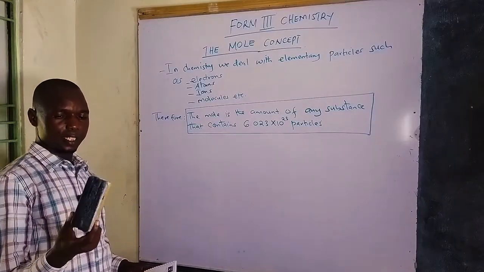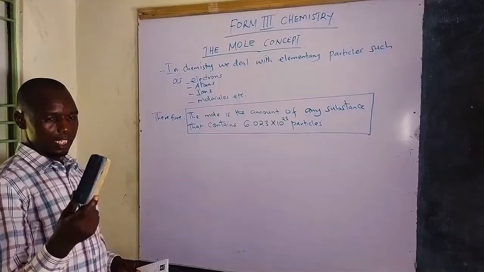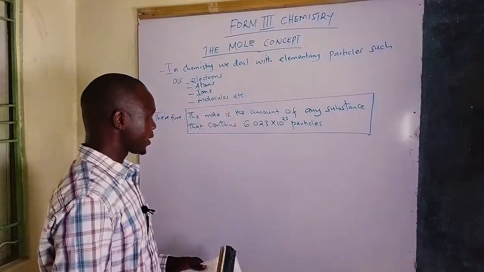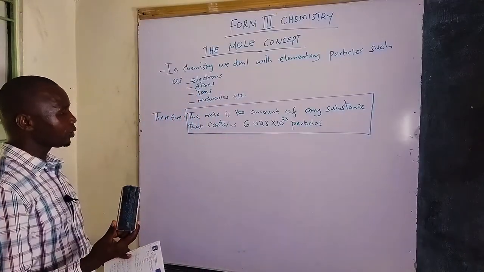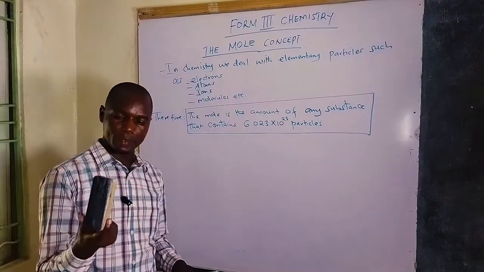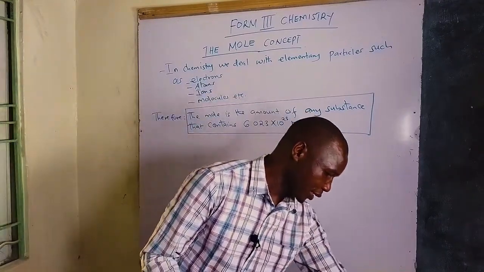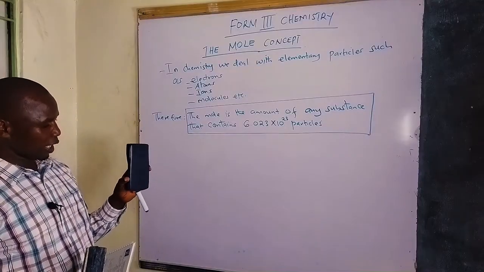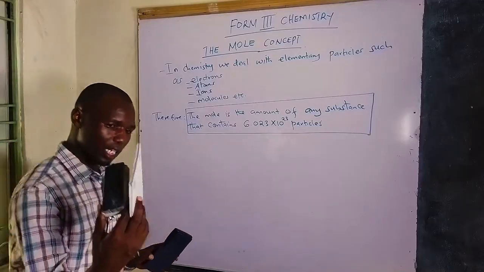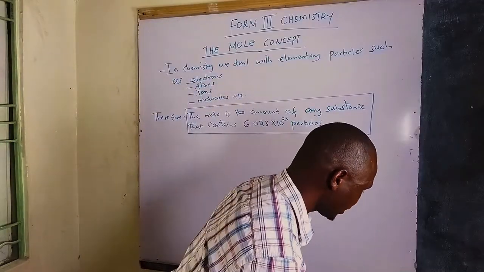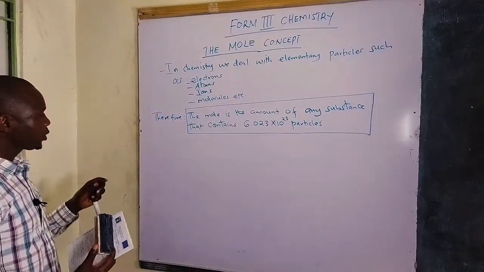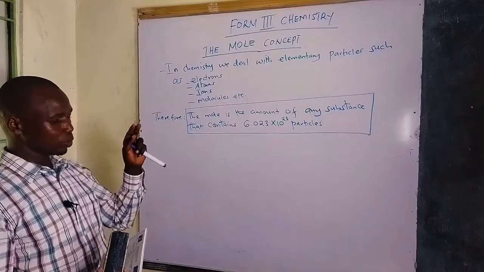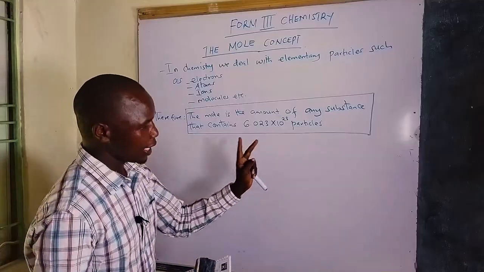For example, this duster here is matter. Matter is made up of particles, and we say matter is anything that has mass and is able to occupy space. So it is not possible for us to know the number of particles present in this particular substance here, just like this book here, or this calculator. Since it is one, we do not know the number of particles present in this exercise book. So the assumption is, so long as we talk about one mole of any substance, it is going to contain the same number of particles, just like a dozen has 12 items.